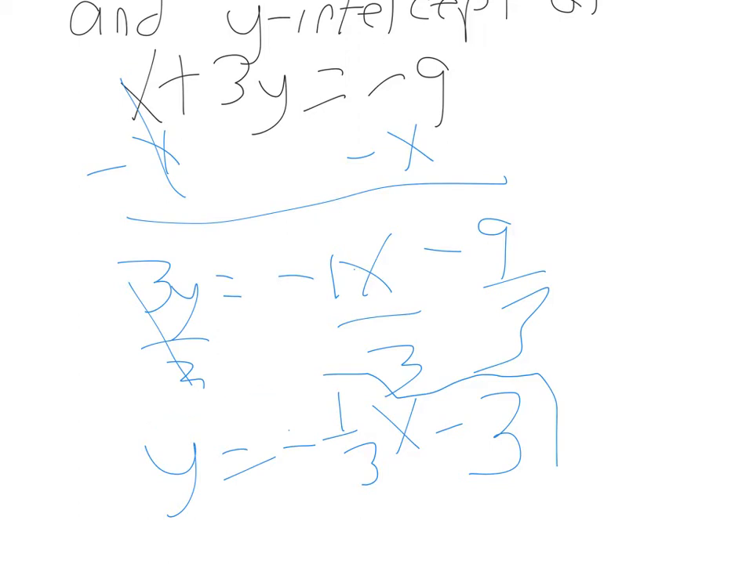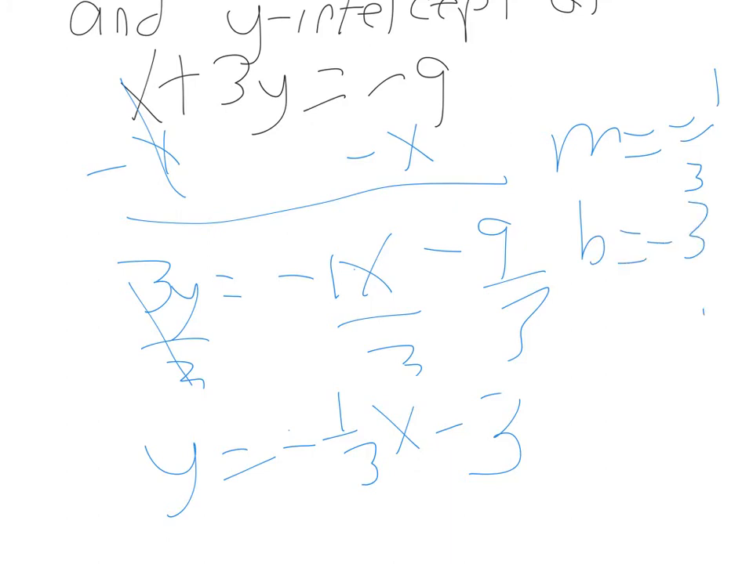Wait, that's not our answer. It's asking for the slope and y-intercept. So our slope is negative 1/3, and our b is negative 3. Slope's the number in front of x, the y-intercept is the number being added or subtracted on the end.